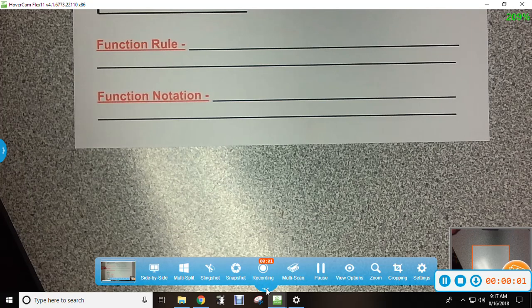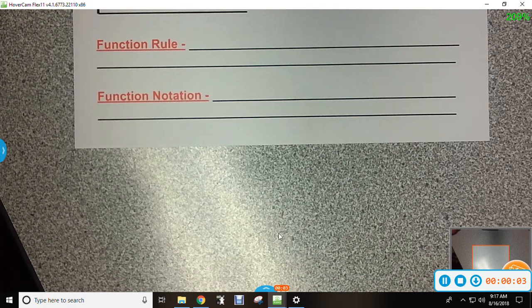Alright, so now we are back for video number 3 for section 2.1. I'm trying to keep them semi-short for you so that you can go through each of them quickly. We start out with the definition of a function rule.